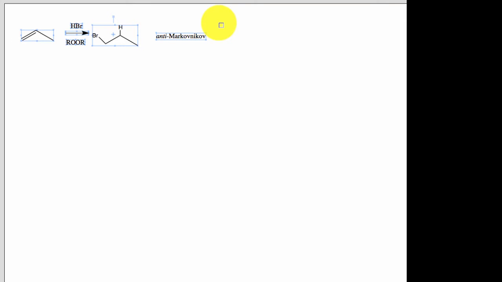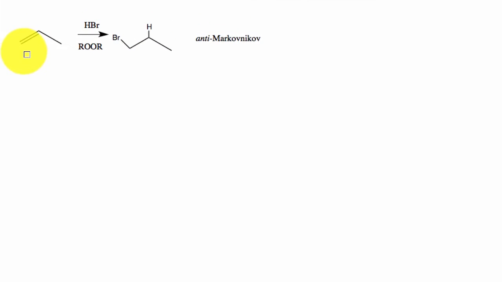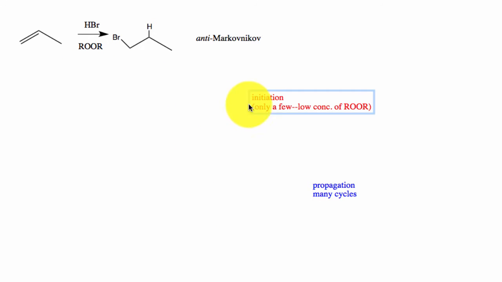The example I'm going to use for radical chain mechanism is the addition of HBr in the presence of peroxides to give an anti-Markovnikov HBr. Like all radical chain processes, this reaction occurs through initiation, one or two steps that occur only a few times, propagation, a process that occurs over and over again to produce the majority of the product, and termination.